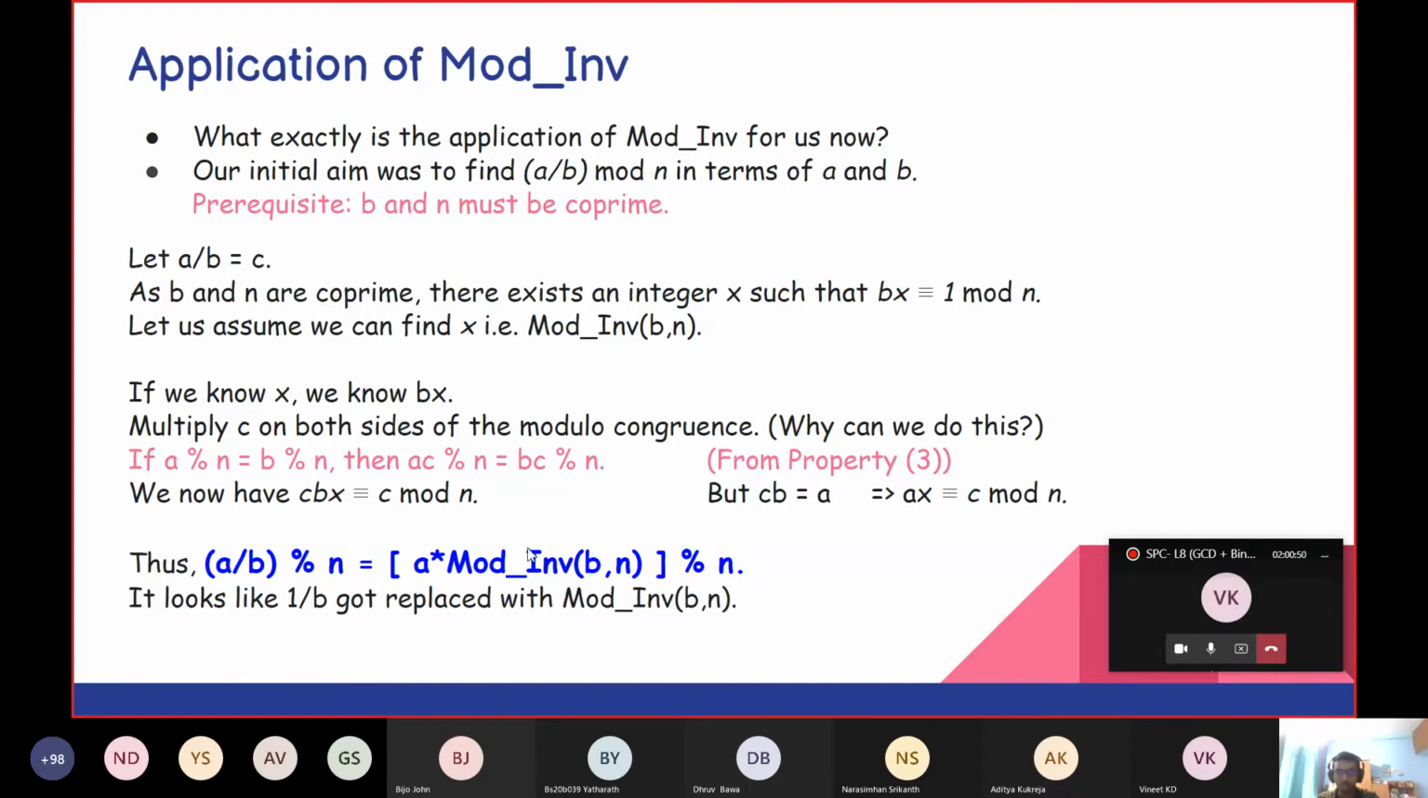If I have gone fast, I'll go back and tell that again. No issues? Any doubts? Yeah, it's abusive notation. Because if in a math exam you go and write 1 by B percentage n, the professor is just going to tear your paper. So it's just wrong. There's nothing called 1 by B percentage n. So you should use the term mod inverse or something, right?